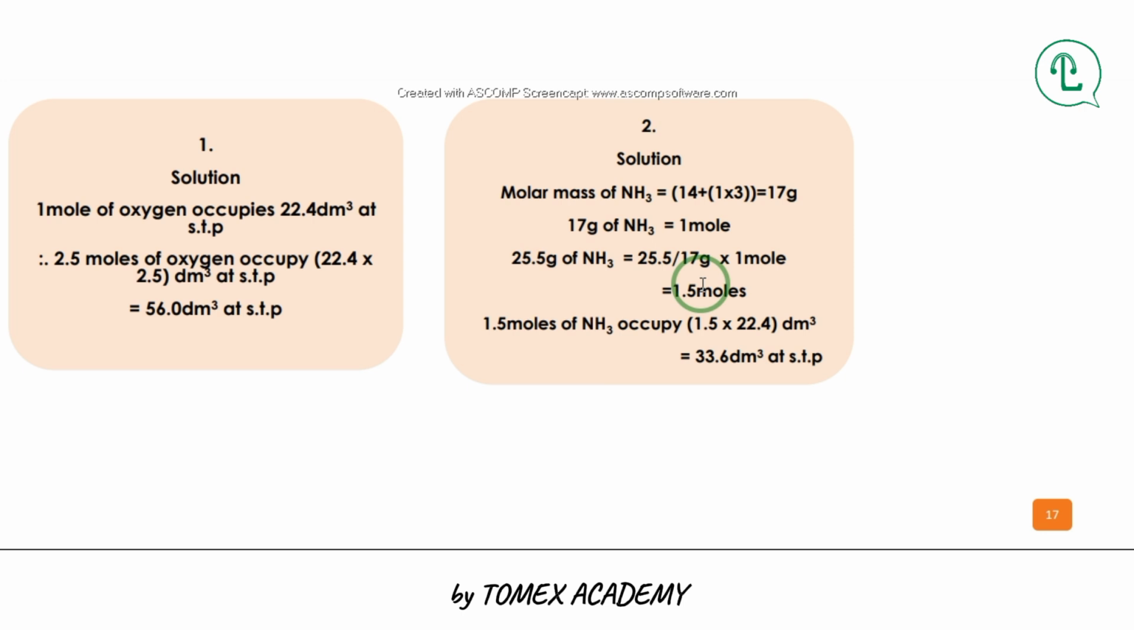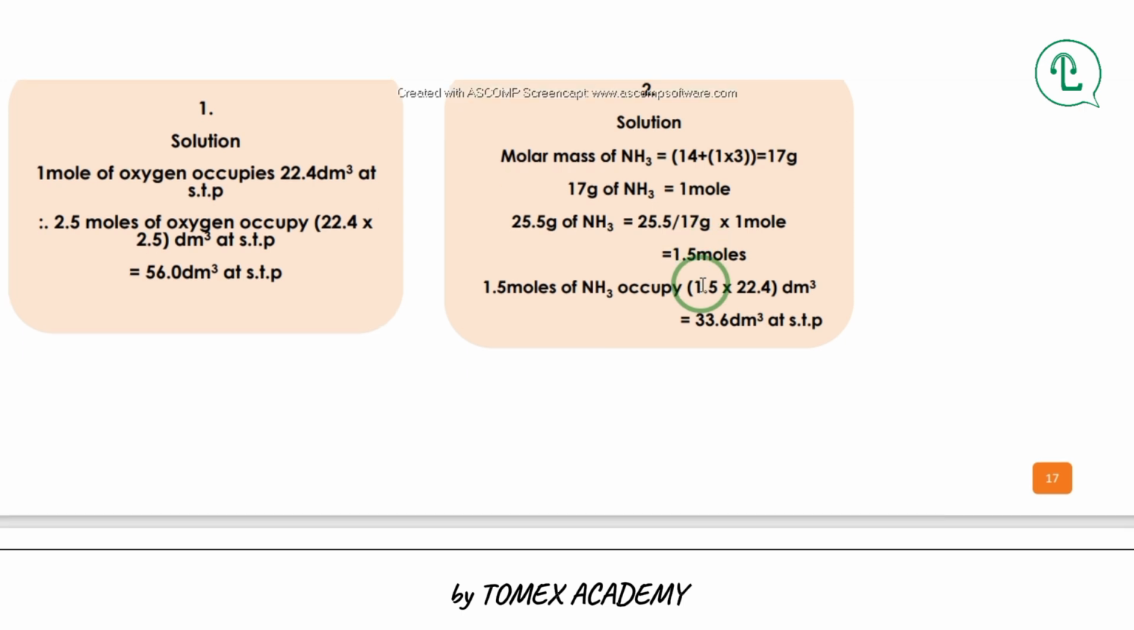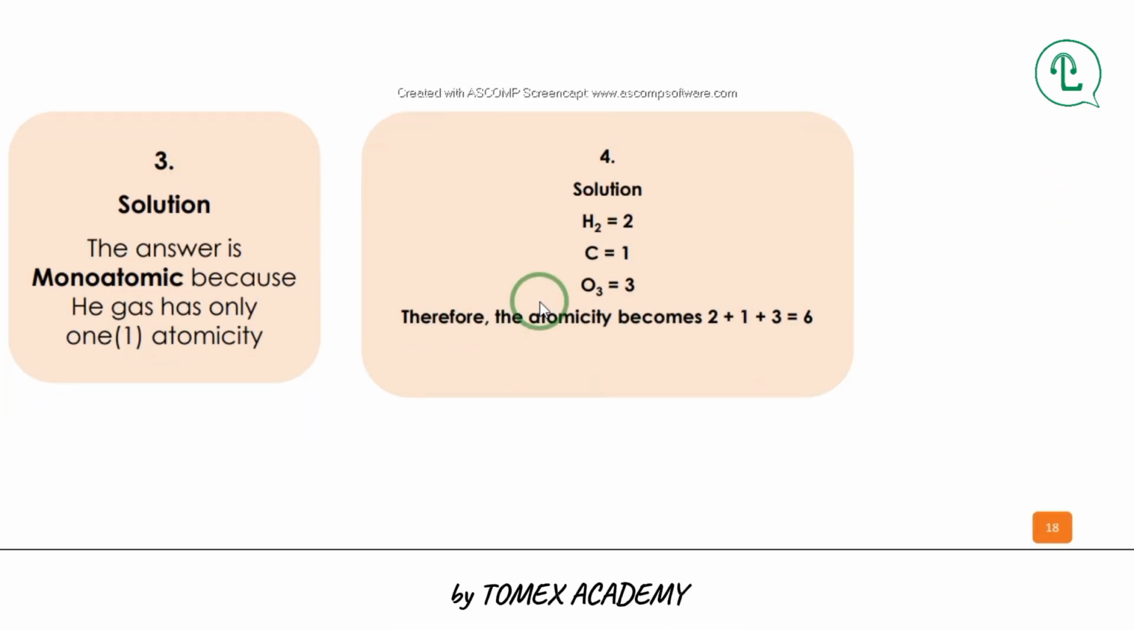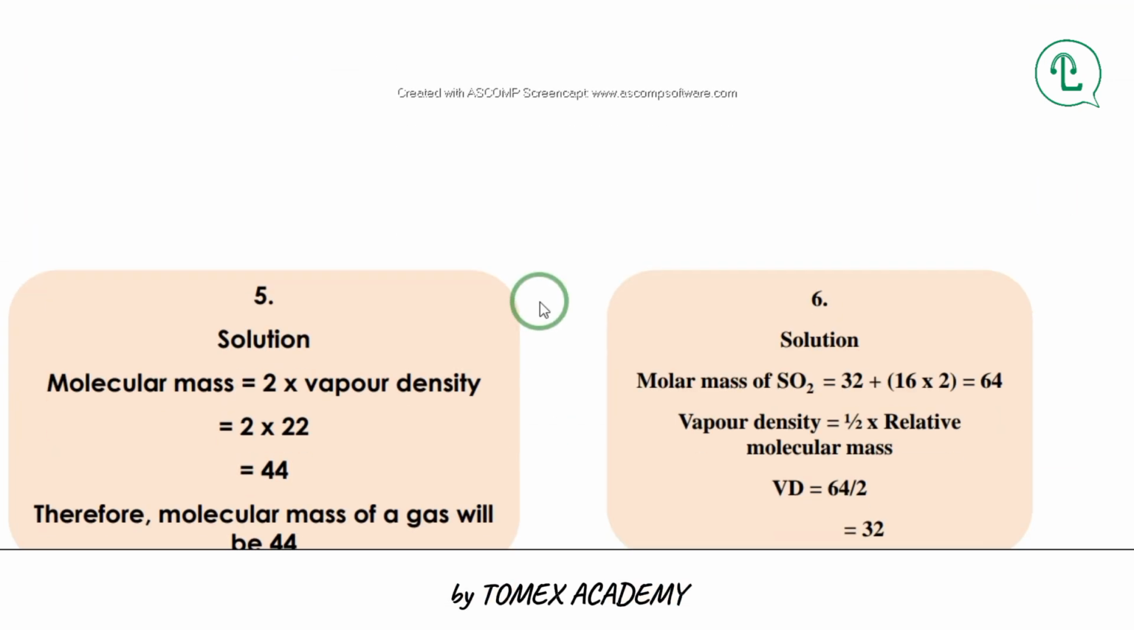Which means you have to convert 25.5 gram to mole. If you convert 25.5 gram to mole, it's 1.5 mole. So 1 mole of ammonia contains 22.4 dm cube. Then for 1.5 mole, you multiply 1.5 times 22.4. Of course, the answer to question number 3 is monoatomic. And this is the solution.